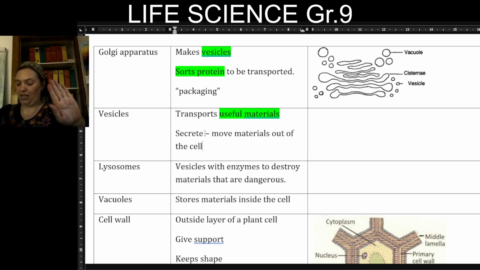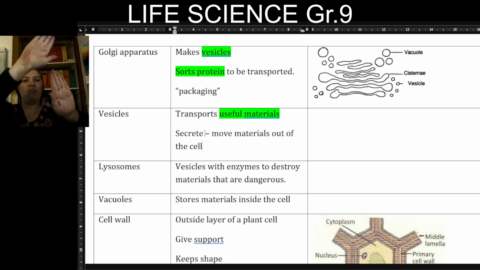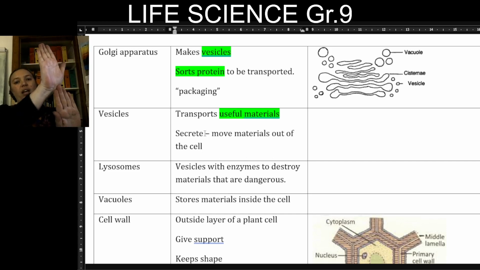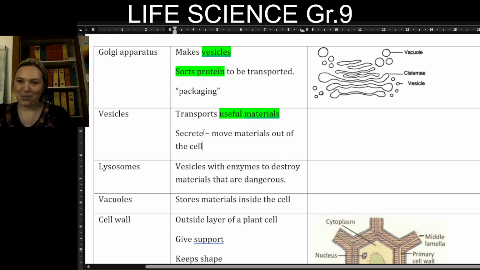Let's say this is the cell membrane, and then the vesicle comes here. I've got some enzymes here that need to go somewhere else, or I've got some hormones here that need to go somewhere else. Then it goes like this, and it links to those pieces, and it goes, whoops, now I'm part of the cell membrane. And then whatever was inside it went out of the cell, and the vesicle became part of the cell membrane. And that is how vesicles work. Secrete, moving things out of the cell.